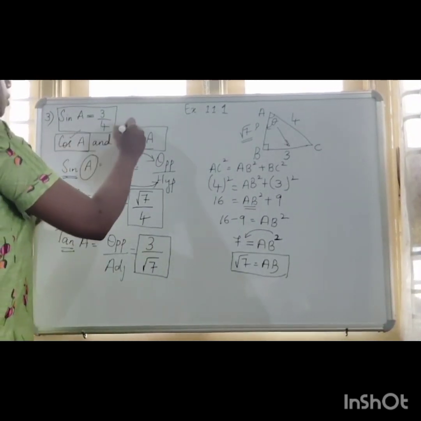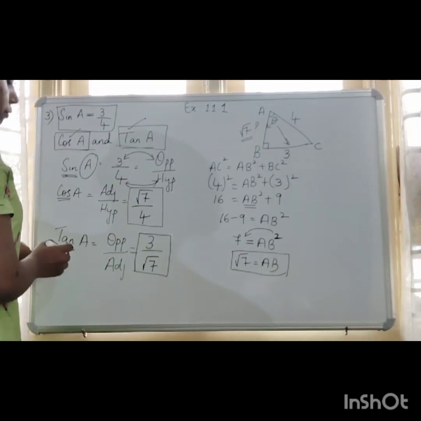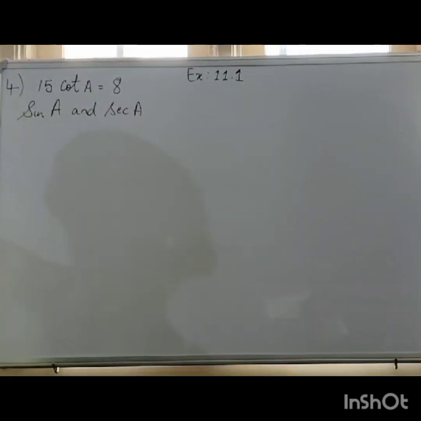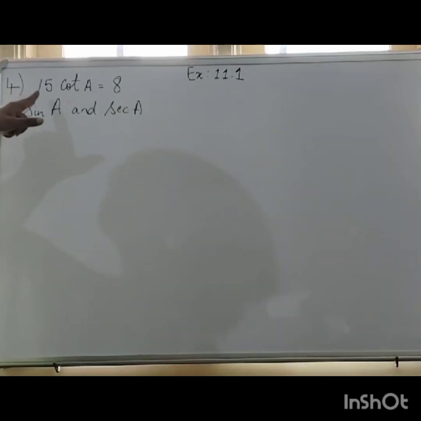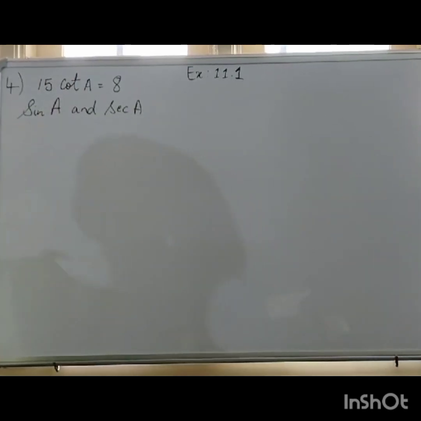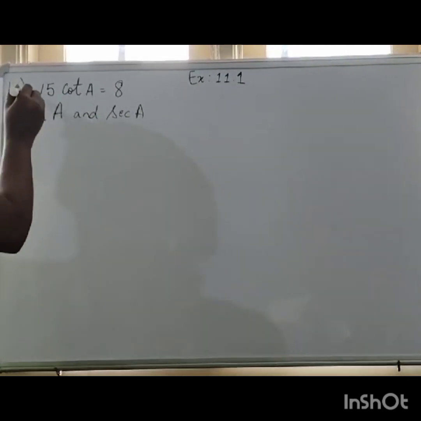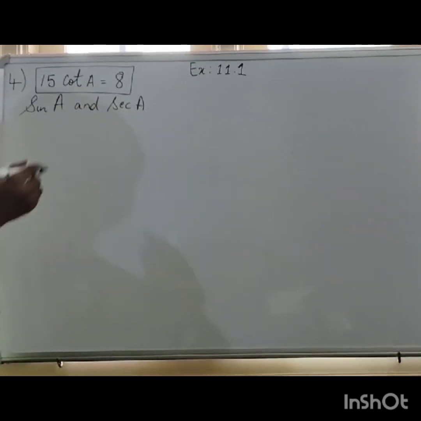So we have found out cos A and tan A. Cos A is root 7 by 4 and the value of tan A is 3 by root 7. So this solves our third question. We'll move on to the fourth question. Fourth question says that given 15 cot A is equal to 8, find out sine A and secant A. So what is given? 15 cot A is equal to 8 is given.